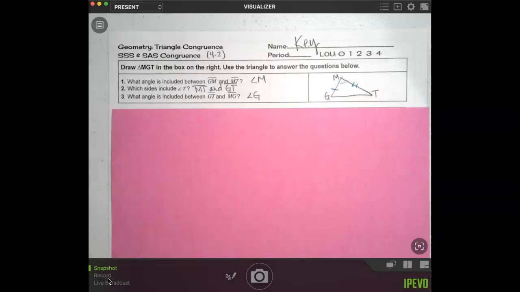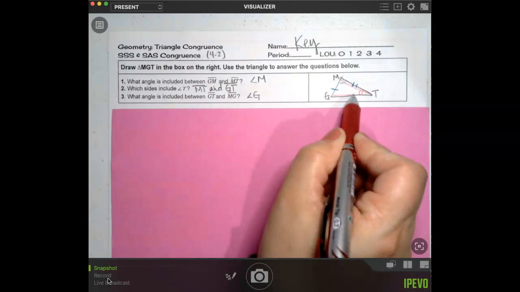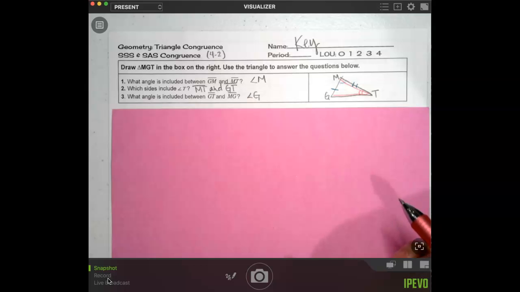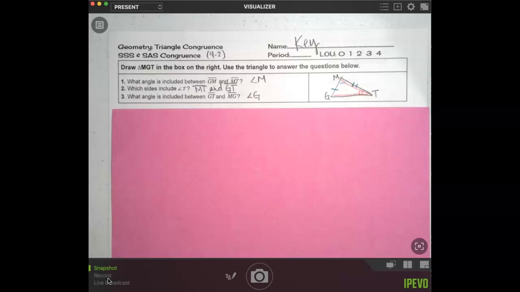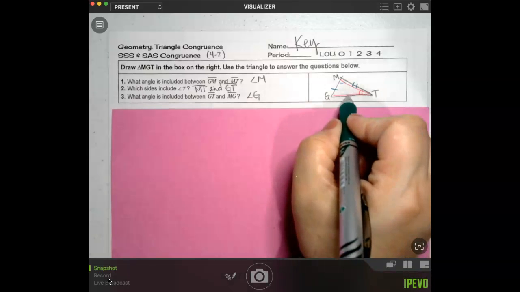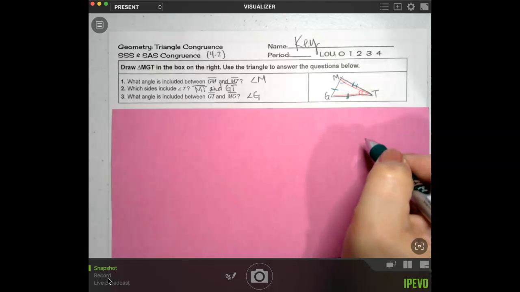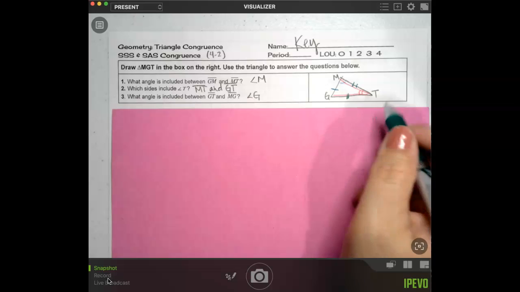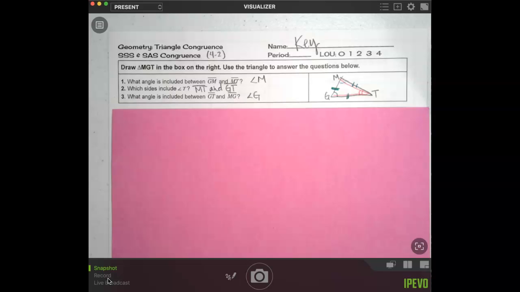If I want to know which sides include a certain angle. So on number 2, I want angle T to be included. Which two sides come together at T? MT and GT. And then we're going to look at what angle is included between GT and MG. So now I'm looking at GT, the green if you can tell the color on here, and GT and MG. They come together at G.